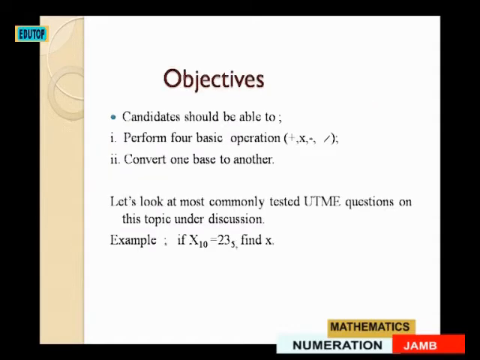The objective: candidates should be able to perform the 4 basic operations, addition, multiplication, division, and subtraction. Secondly, convert one base to another. Let's look at the most commonly tested UTME questions on the topic under discussion. Example: if x base 10 is equal to 23 base 5, find x.